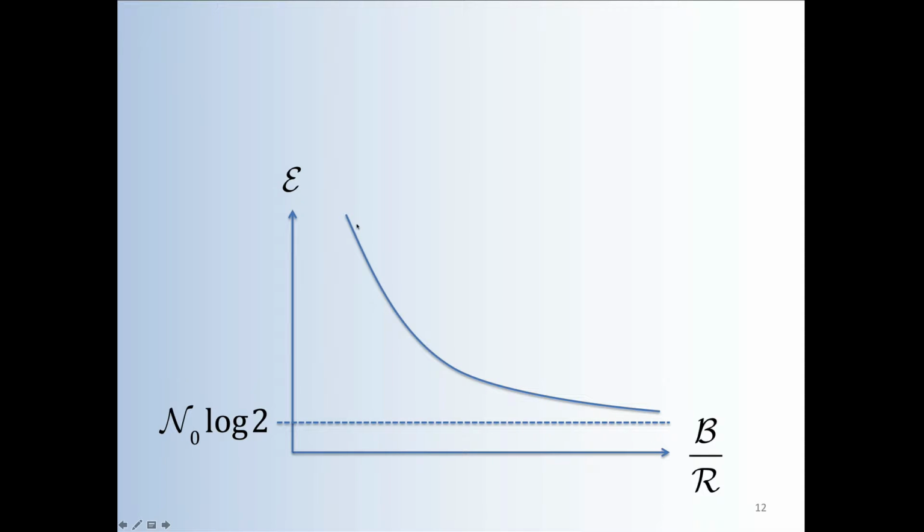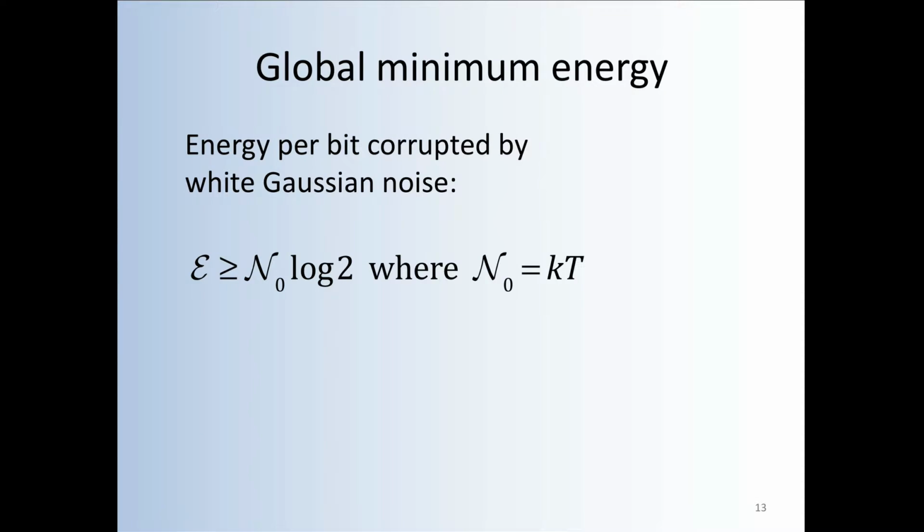It turns out then that this curve for that particular simple channel has an asymptote. It doesn't go to zero energy as the bandwidth increases, but it goes to some finite energy. And that finite energy asymptote is the power spectral density times the natural logarithm of 2, which is about 0.69. Okay, so this gives us a global minimum energy which cannot be violated. That is, for communication due to the cosmic microwave background radiation, the energy per bit cannot be lower than N0 log 2, where N0 is Boltzmann's constant times the absolute system temperature at the receiver.